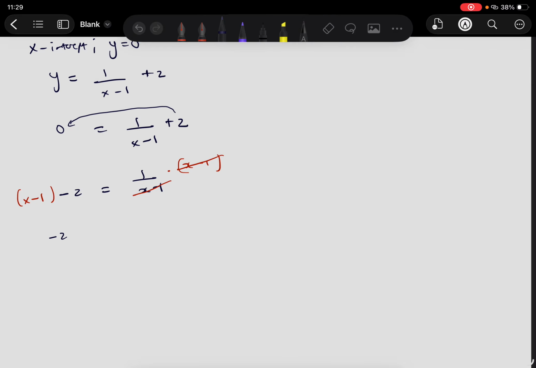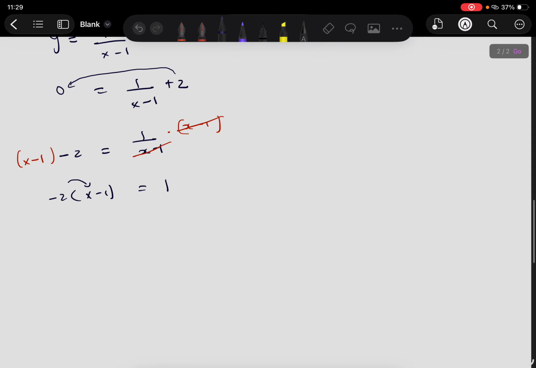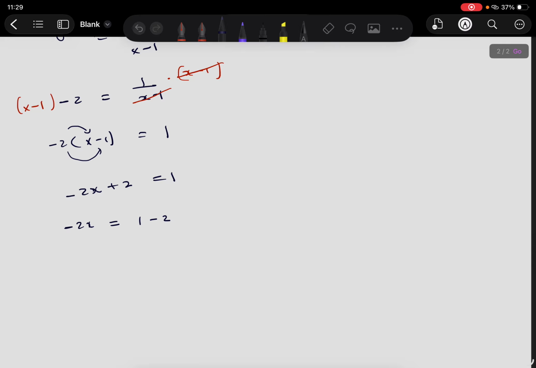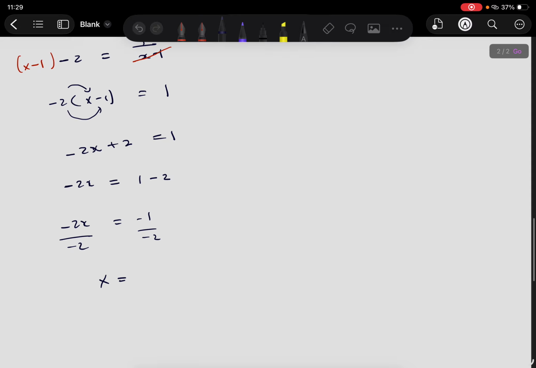Then we'll have here minus 2 into x minus 1 is equal to 1. The minus 2 multiplies the x and the negative 1. Then you have minus 2x plus 2, because negative and negative multiplied is a positive, is equal to 1. Minus 2x is equal to 1 minus 2. Okay, that will then be negative 2x is equal to minus 1. Divide by minus 2, divide by minus 2. x will then be equal to a positive half. We then have the coordinates (1/2, 0).